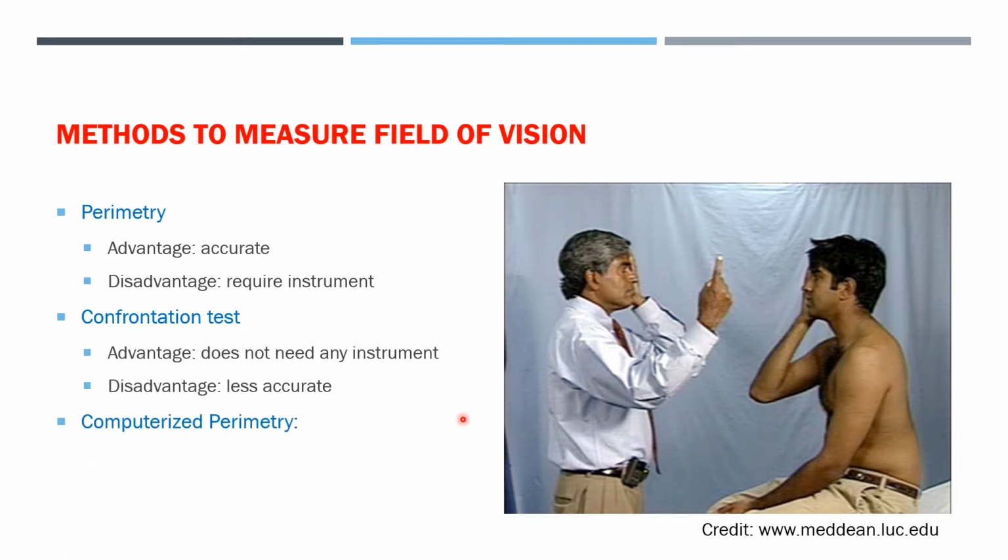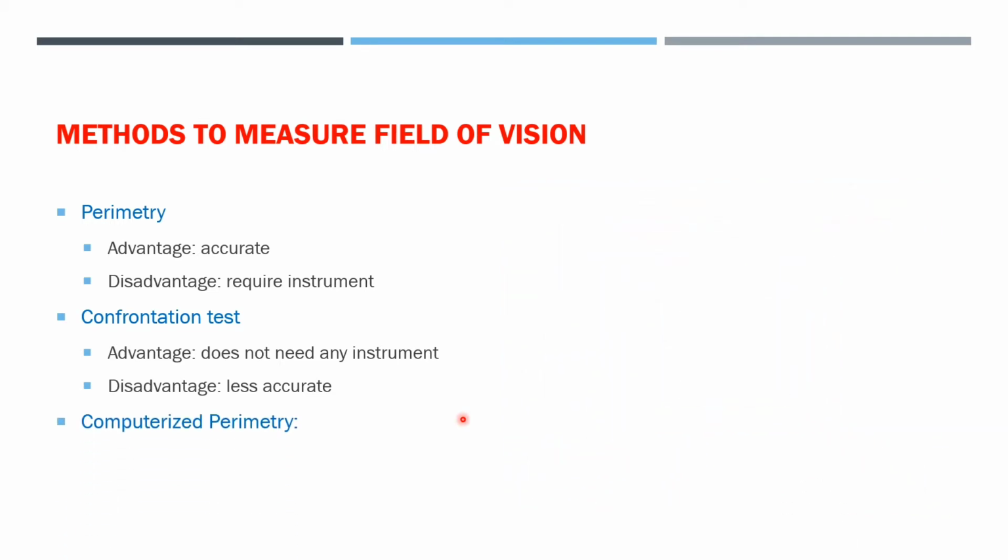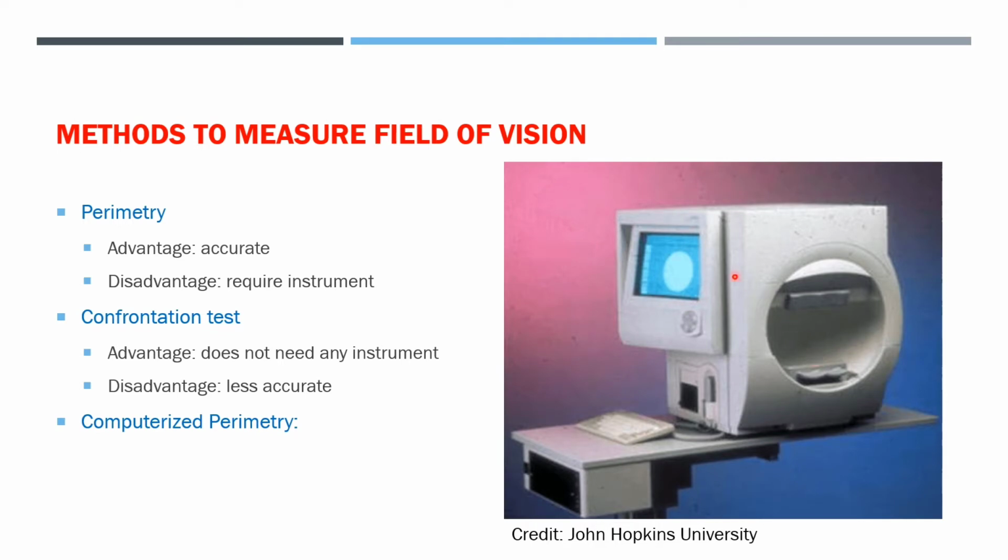The last one is the computerized perimetry. Here we use a digital instrument to map the field of vision of the subject. The advantage is it is highly accurate, more accurate than the perimeter, but the disadvantage is it is extremely costly. So these are the three methods: perimetry, confrontation test, and computerized perimetry, which are used to measure the field of vision of the subject. Now let's see the demonstration video of the instruments like the perimeter and the perimetry chart that has been used.